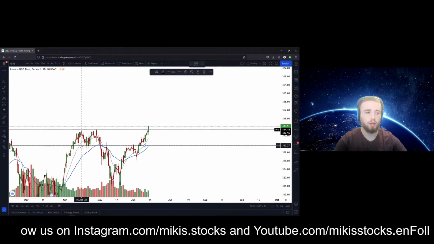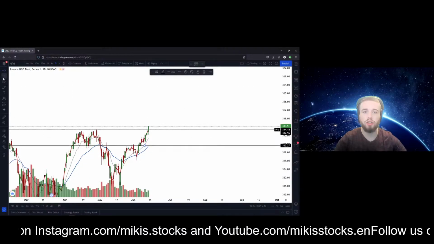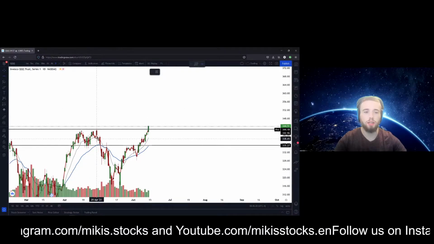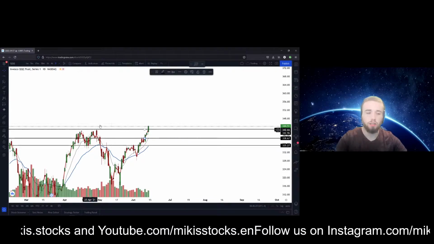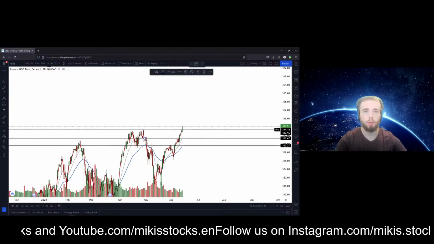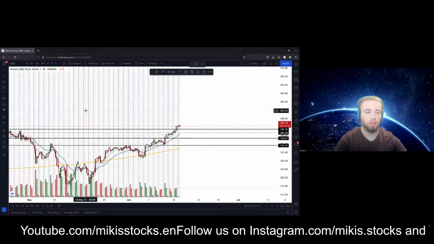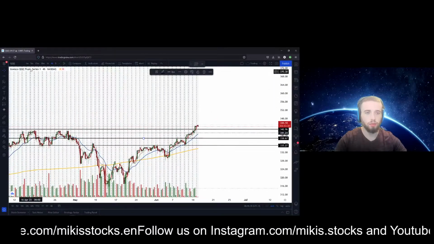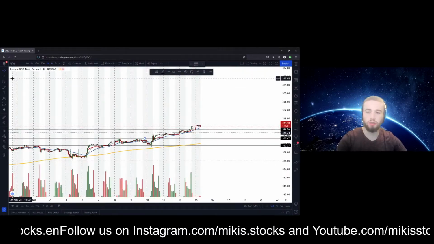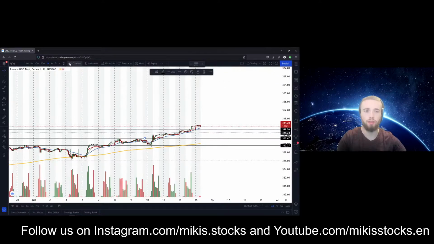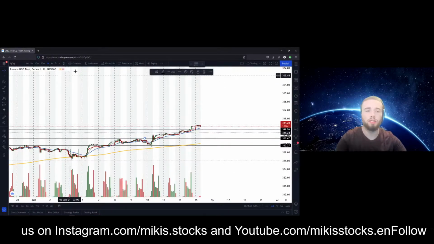We have some support at 435, but even earlier, I think you could say there's support at 338 or 340. So let's break it down to the lower time frames. Lower time frames, more or less the same. Again, markets are kind of sidewaying on the Fed news, so let's see how that happens.